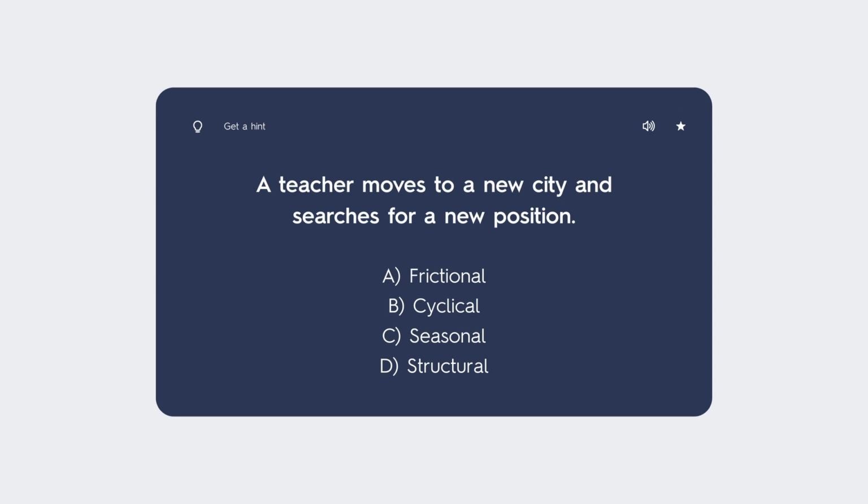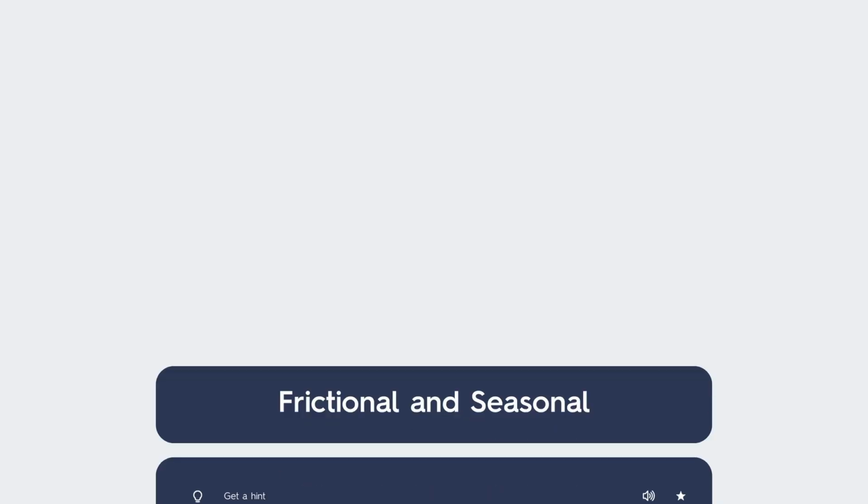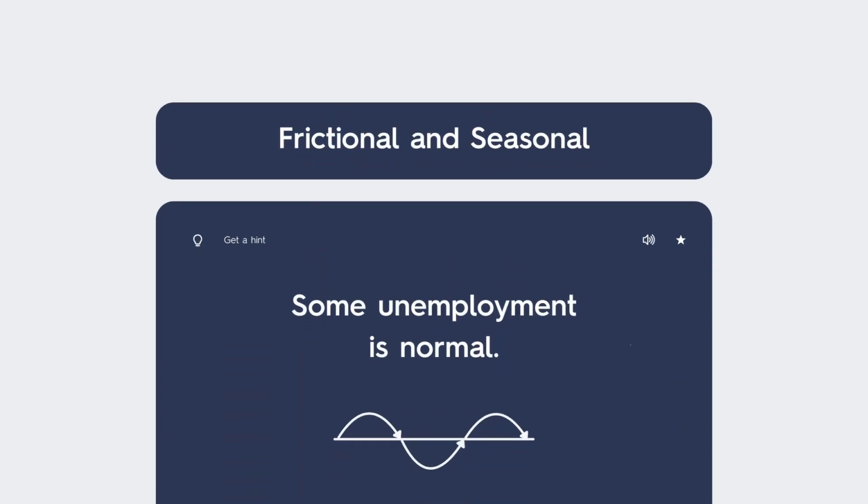Let's work through an example. A teacher relocates to a new city and spends a few months finding a new position. This is frictional unemployment, since the person is between jobs and actively searching. Now let's clear up a common misconception. Zero unemployment is impossible. Frictional and seasonal factors are always at play. Some unemployment is normal, even when the economy is strong.